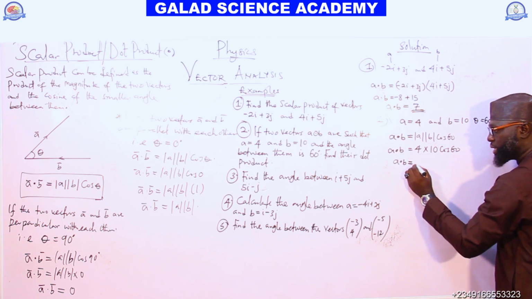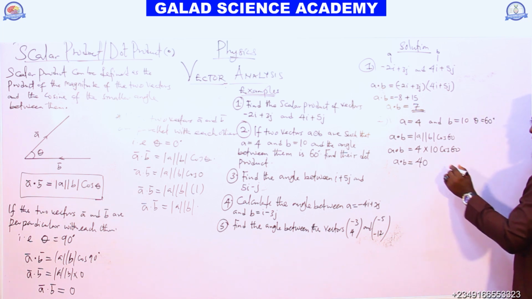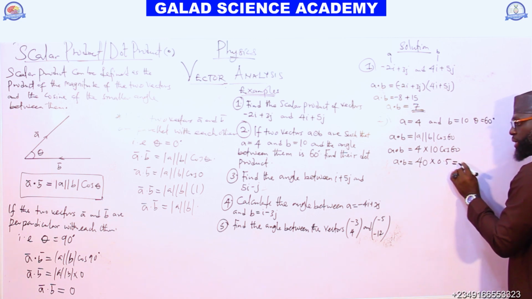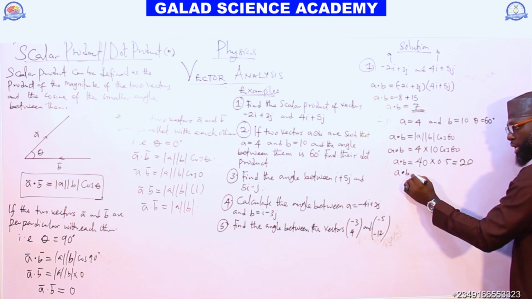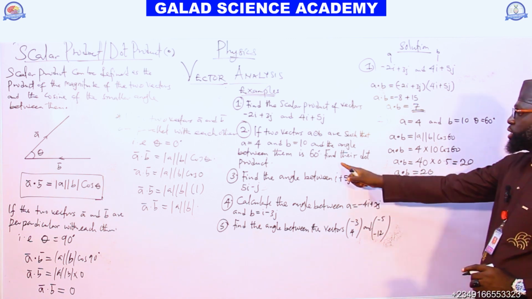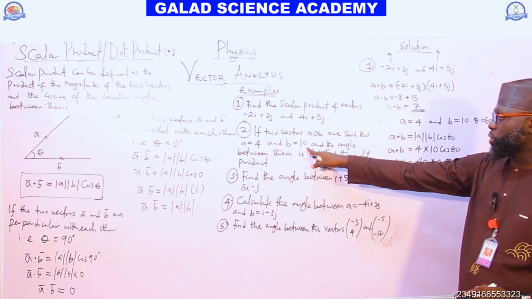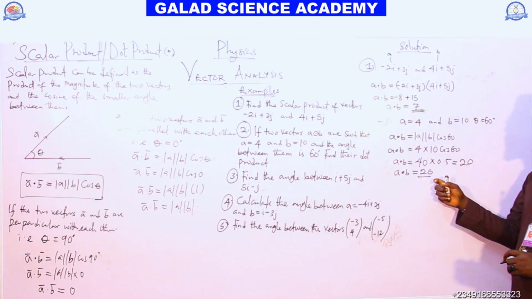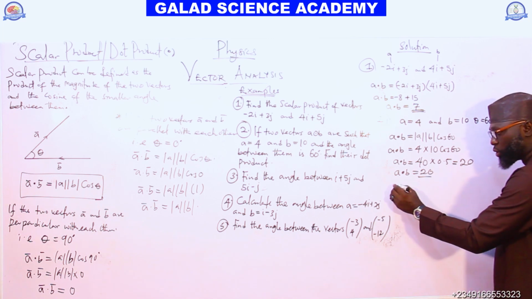A dot B will now be 40 cos 60, and cos 60 is 0.5. So A dot B will give us 20. That is the final answer for the dot product for A equal to 4, B equal to 10, and the angle between them is 60 degrees. That's the solution for question 2. The next one, let's solve question 3.